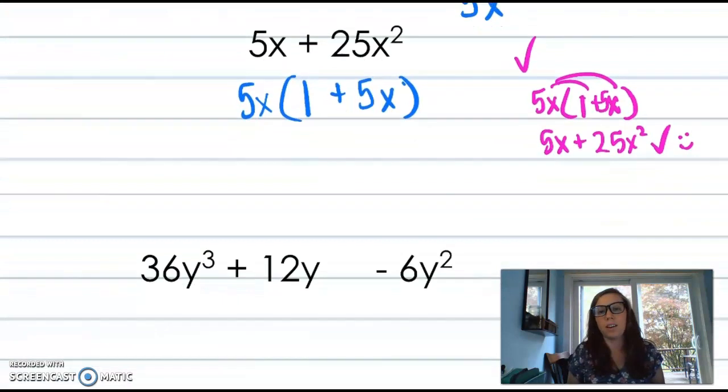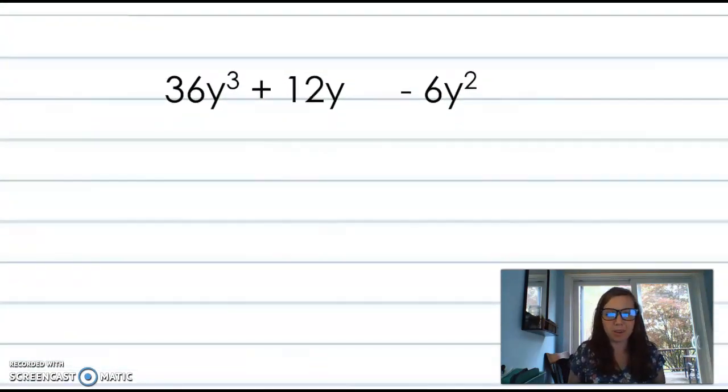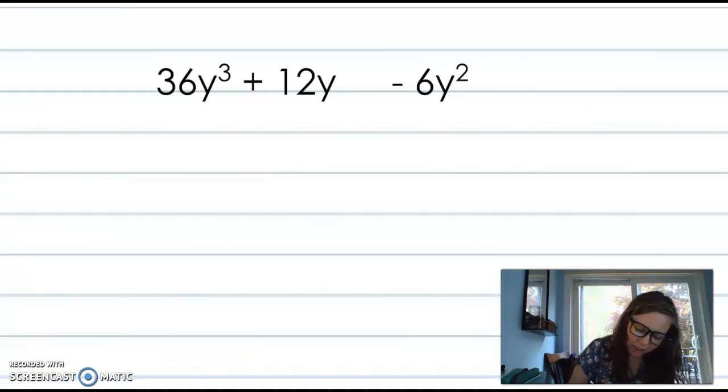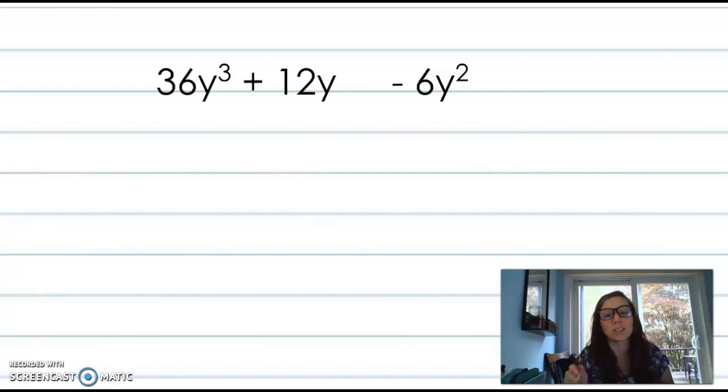Okay, let's do a couple more. I'm going to go over on time, but oh well. So we're going to look here at each one of these terms. They can all be divided, 36, 12, and 6. That's what we did earlier. They're all divisible by 2. Yes. 3. Yes. But 6 is the largest number, so that's going to be it.